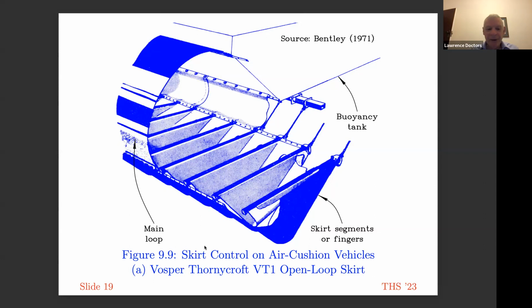An additional feature on this particular vessel, the Vosper Thornycroft VT1, is that you've got these control systems here where you can shift the skirt laterally in order to move the center of pressure of the cushion, and therefore be able to control the attitude of the craft. I don't believe that's used very much on modern air cushion vehicles.